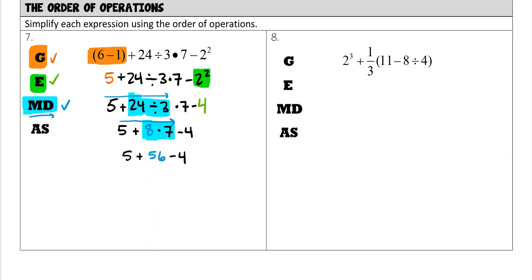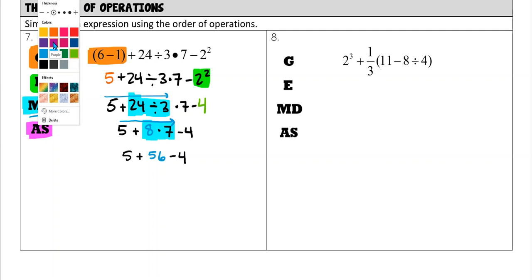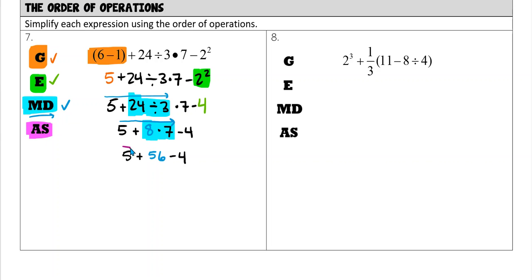And now we move into our last step, the addition and subtraction step. And this part, again, is where we move from left to right. So as I move left to right, I see my first bit here, the 5 plus 56. So that is going to be 61. The rest of this has not changed. And again, we have our last step here, which is 61 minus 4, which gives us a final answer of 57.